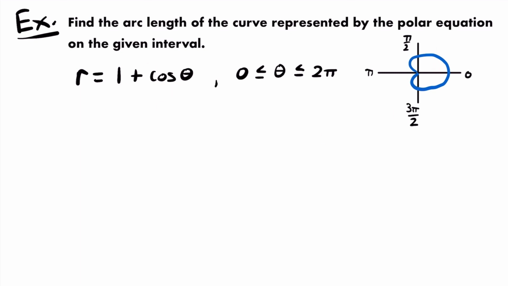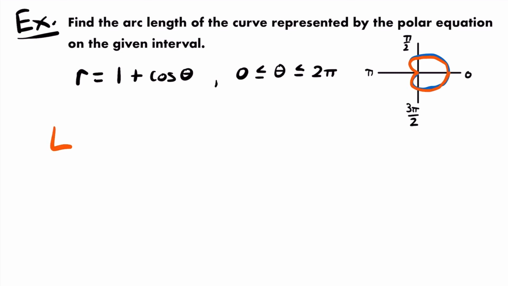And so if we want to find the arc length from an angle of 0 to an angle of 2 pi, we are calculating the arc length around this entire cardioid, from an angle of 0 all the way to an angle of 2 pi. All right, so in order to calculate this arc length, we need to use our formula.